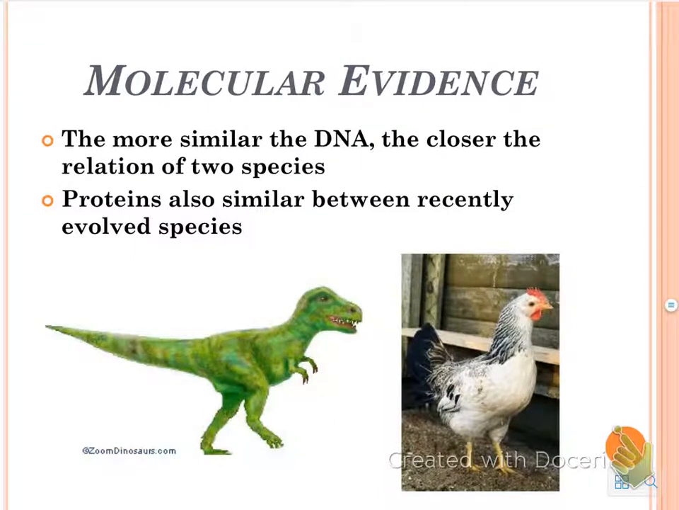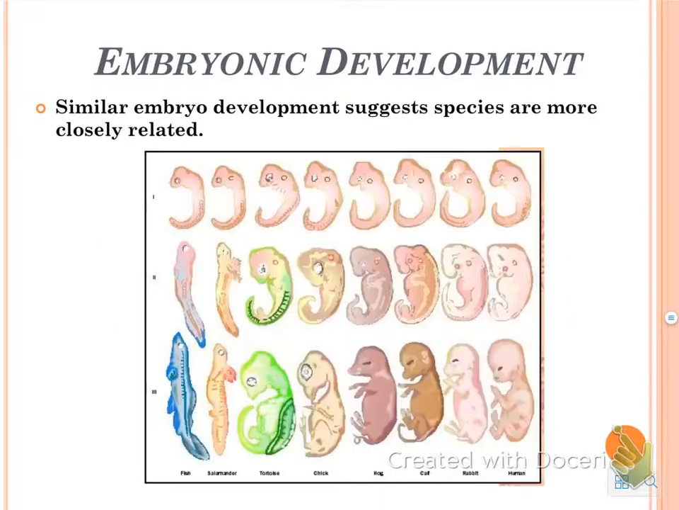Now we get our molecular evidence. So the more similar the DNA, the closer the relationship. That should be a given. That should be something that you assume always. But proteins are also similar between recently evolved species. So for example, dinosaurs and chickens have very similar protein and DNA structures because birds and reptiles evolved very close from a common ancestor compared to the other major vertebrates that we think of.